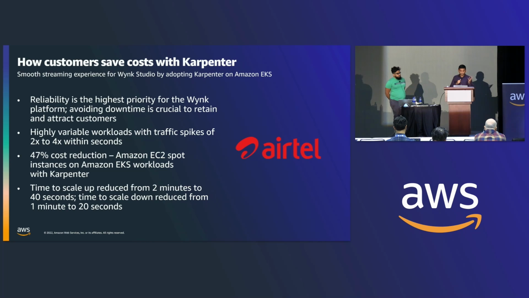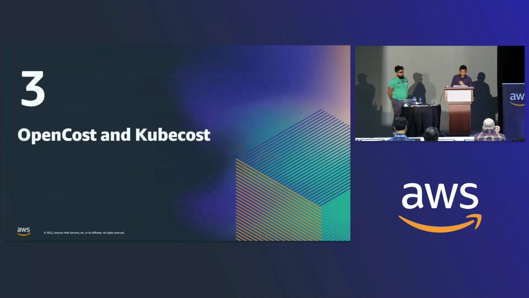And so they've seen a 47% cost reduction with using Spot instances. In our demo today, we used on demand, but you can also use Spot if you want to get even better price performance, or price rather. And they were able to reduce their time to scale up from 2 minutes to 40 seconds, and time to scale down was brought down from 1 minute to 20 seconds. So they've been using it successfully in production, and they've been using it for a lot of spiky workloads. So that's something I wanted to call out.